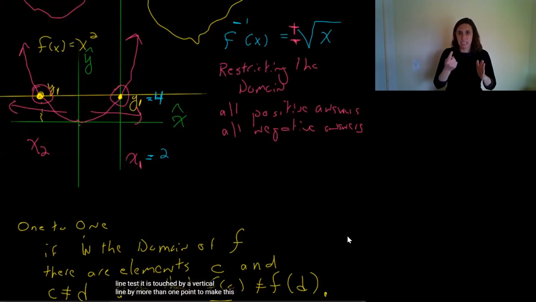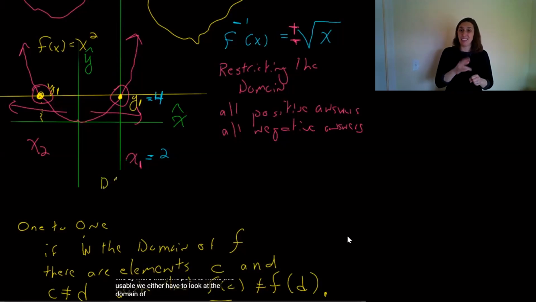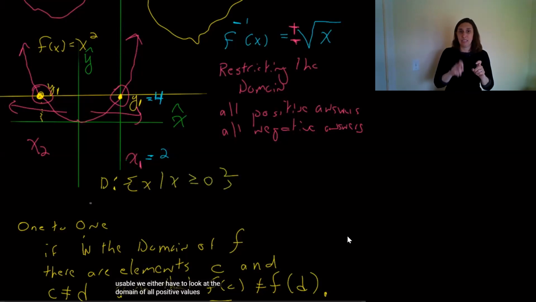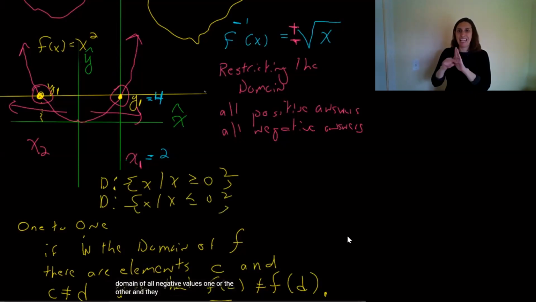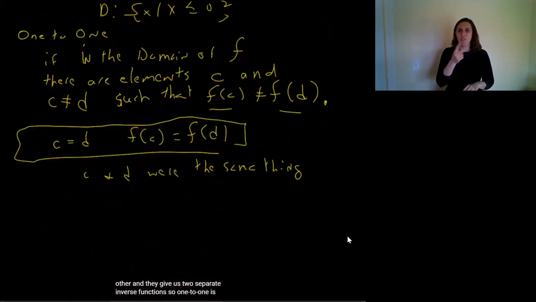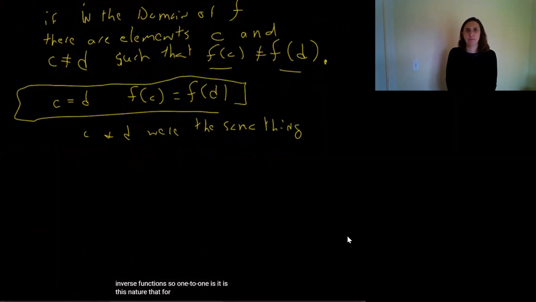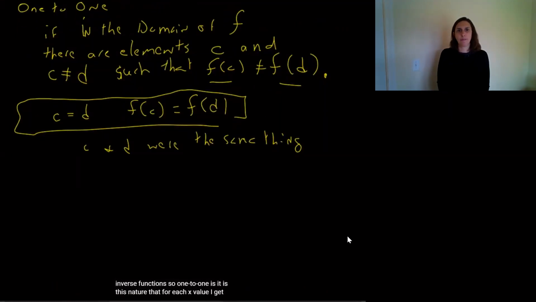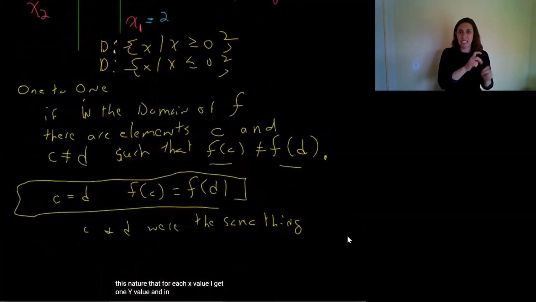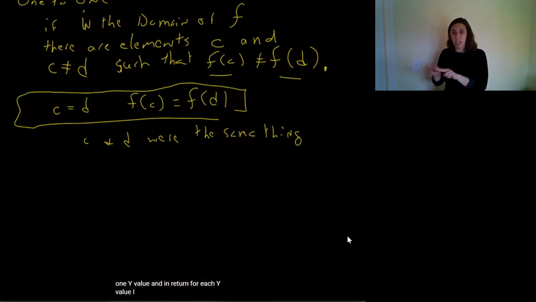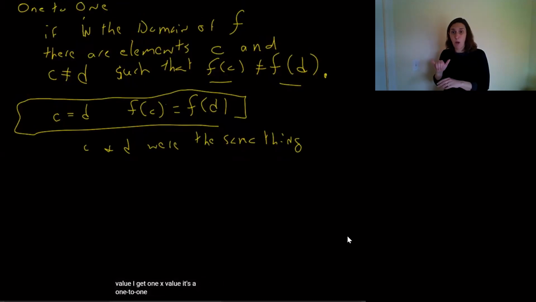To make this usable, we either have to look at the domain of all positive values or the domain of all negative values, one or the other, and they give us two separate inverse functions. So one-to-one is this nature that for each x value, I get one y value, and in return for each y value, I get one x value.